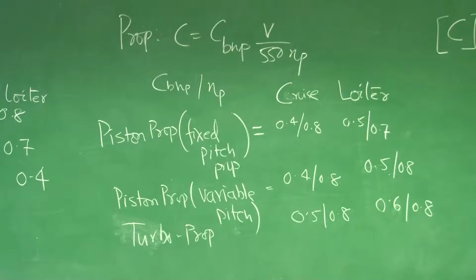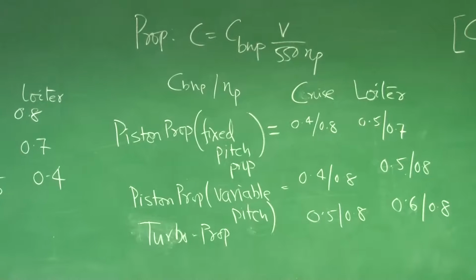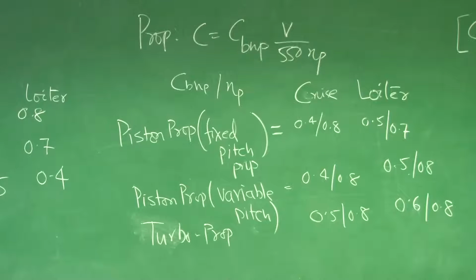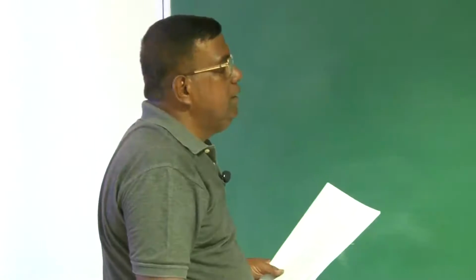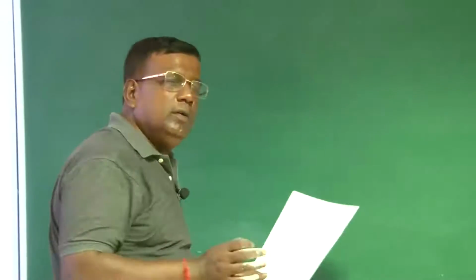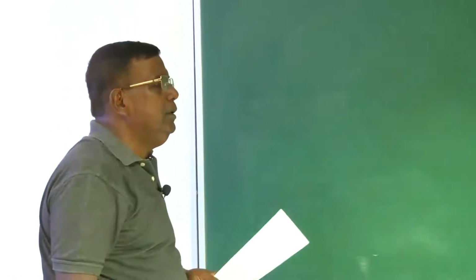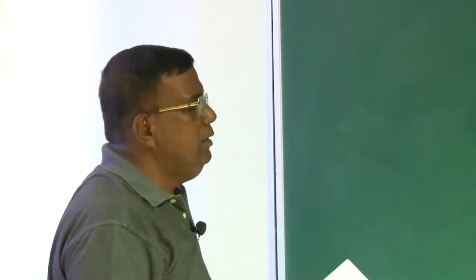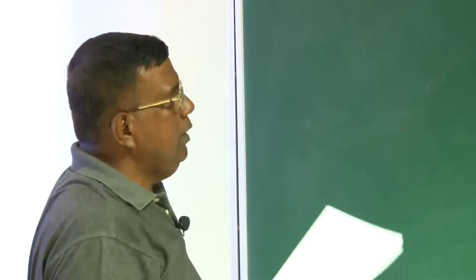So this is a guideline to select the values of CBHP or CT depending upon the type of engine you are using. For what? To find out what is the fuel consumption during cruise or loiter, right? So let us solve an example. We have been talking about so many formulas, and there is every chance you lose the focus. Let us come back to one application so that it goes to your mind.